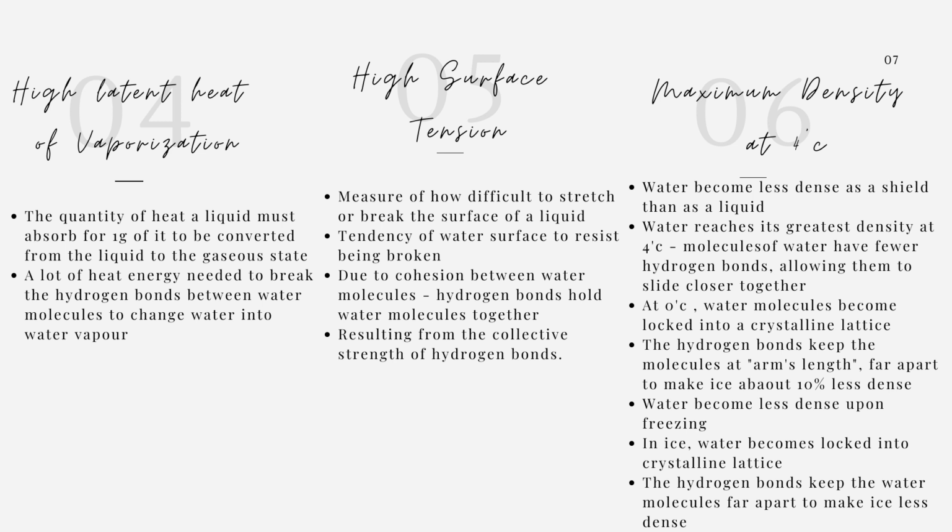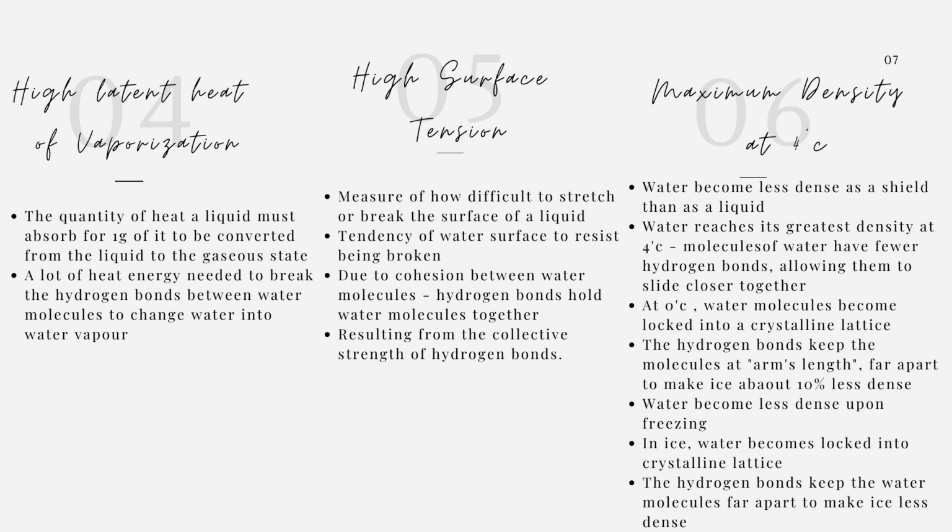Next, for the fifth property, the high surface tension. Surface tension is a measure of how difficult it is to stretch or break the surface of a liquid. It is the tendency of the water surface to resist being broken. And due to cohesion between water molecules, hydrogen bonds hold water molecules together, resulting from the collective strength of hydrogen bonds.